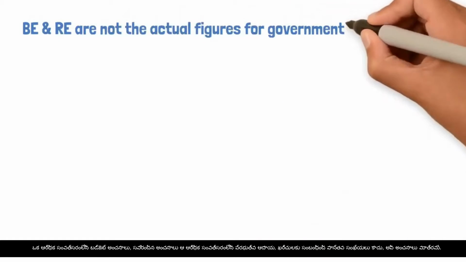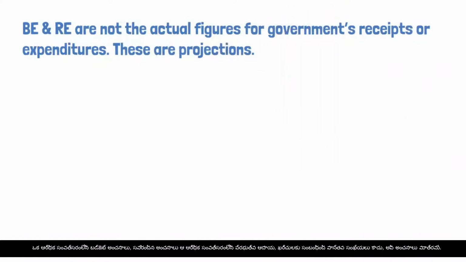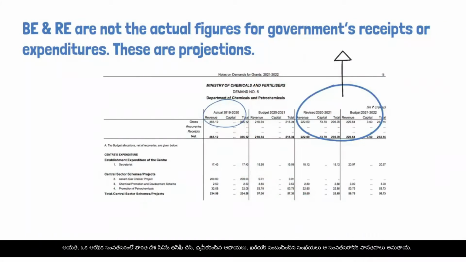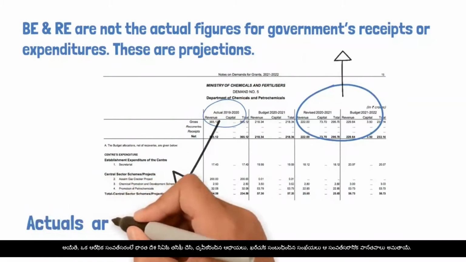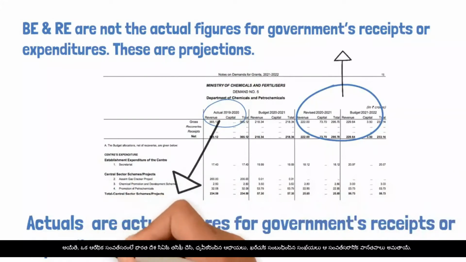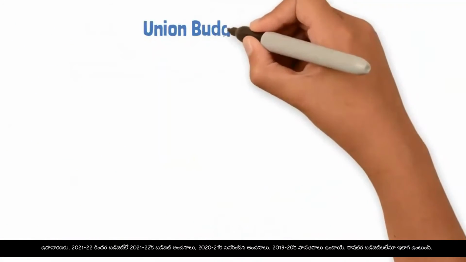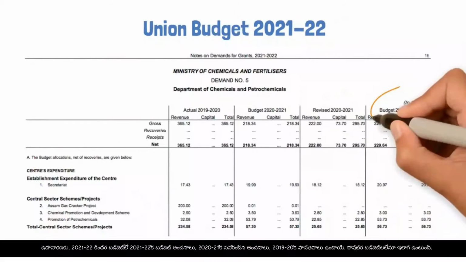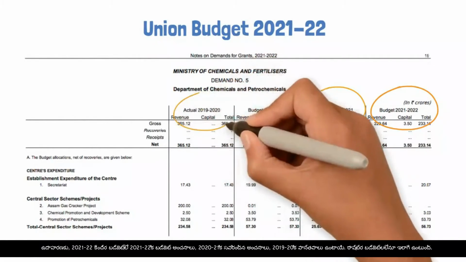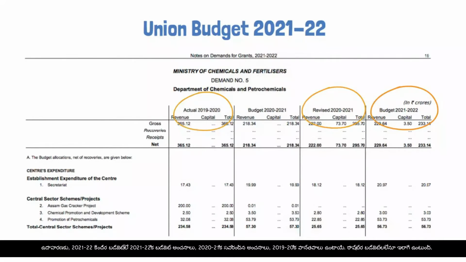Budget estimates and revised estimates for any financial year are not the actual figures for government's receipts or expenditures during that financial year. They are only estimates or projections. But actuals for a financial year are the figures for receipts or expenditure by the government during that year, which have been audited and certified by the CAG of India. Union budget for 2021-22, for instance, has budget estimates for 2021-22, revised estimates for 2020-21, and actuals for 2019-20. The same is true of states' budgets.